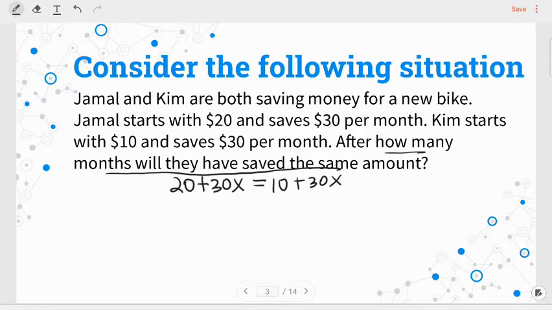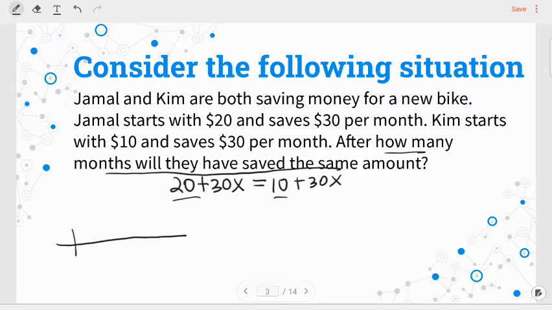Now, before you just get stuck on the equations and solving and whatnot, consider this. If Jamal starts with 20 and adds $30 to his account per month, and Kim starts with $10 and adds $30 per month, when will they have the same amount? Well, they're never going to have the same amount saved, because they keep adding 30 and they started at two different places.